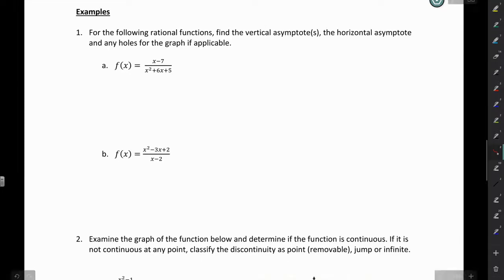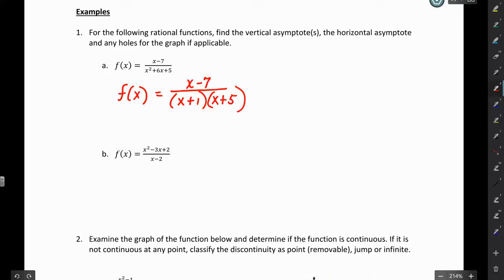So the best way to learn is to look at some examples. For the following rational functions, and that just means we have a ratio, we have a fraction, find the vertical asymptote, the horizontal asymptote, and the holes for the graph, if any. So first, what we're going to do is factor the denominator. And we want to see, is there anything that we can cancel? Well, there's nothing that's the same in the numerator and the denominator.